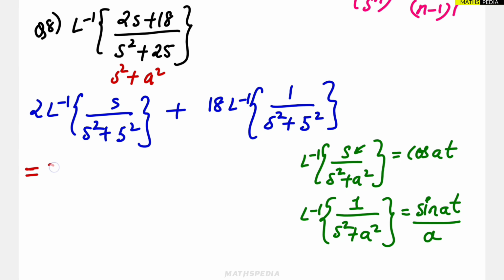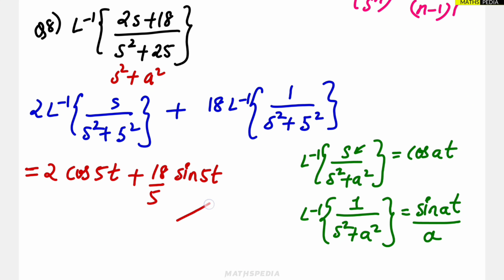Now the direct formula you can apply. So what will be the answer for this? 2 outside as it is. The first one will be cos at, and the cos at formula gives cos 5t. Next, 18 as it is, then 1 by this thing is sin at, so sin 5t divided by a, so divided by 5. This is your final answer.